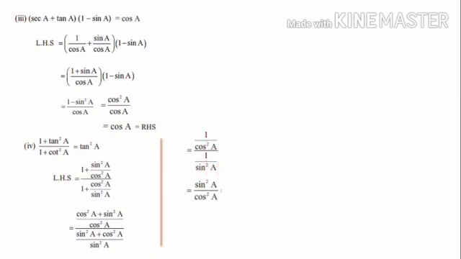Once again, 1 by cos square a, this division we have to write as multiplication, and we have to multiply the reciprocal of the denominator, that is 1 by sin square a, we have to multiply as sin square a by 1. So in the numerator it comes as sin square a and in the denominator it comes as cos square a. So we know that sin a by cos a is tan a. So sin square a by cos square a is tan square a. So that is our right hand side.